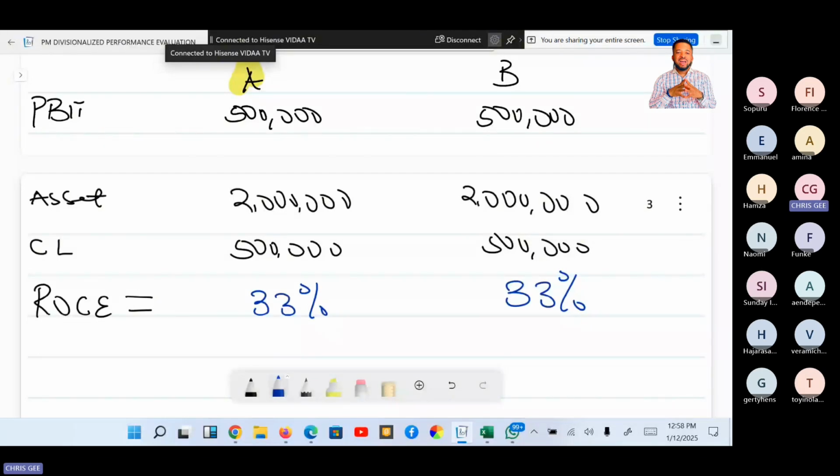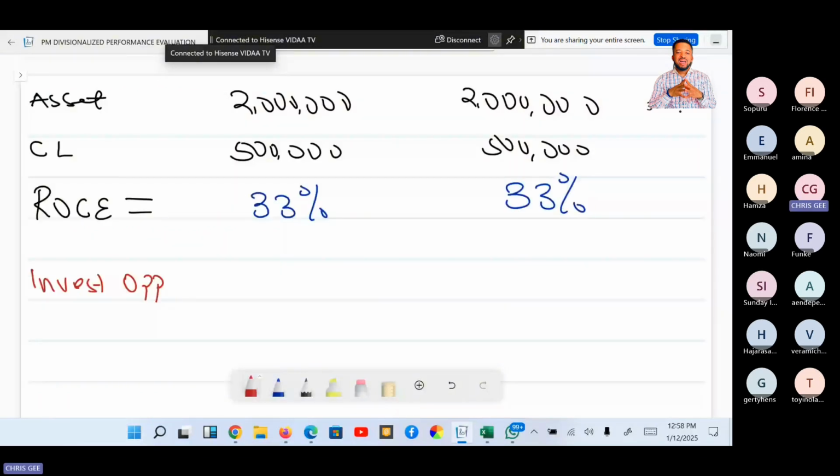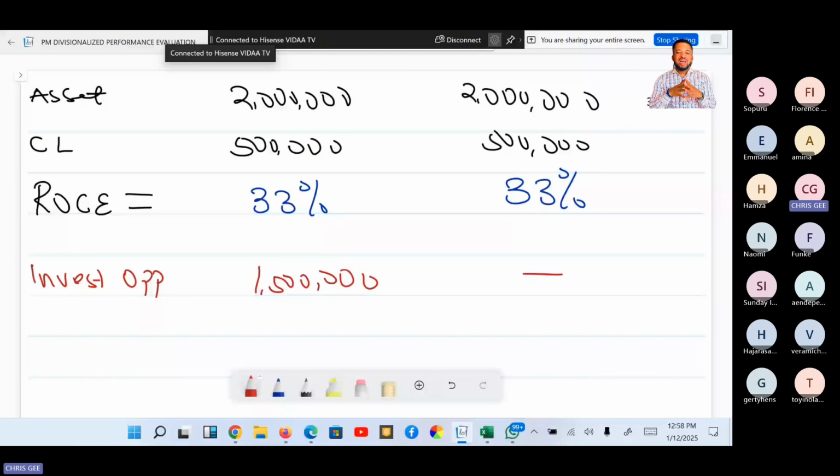So now, assuming that this company has a target ROCE of 20%, have they both done well? Now, assuming that we have an investment opportunity. Company A is saying that I want to invest in this, and the investment is, let's say, 1,500,000. And company B is saying, no, I don't want to invest here. Now look at this.